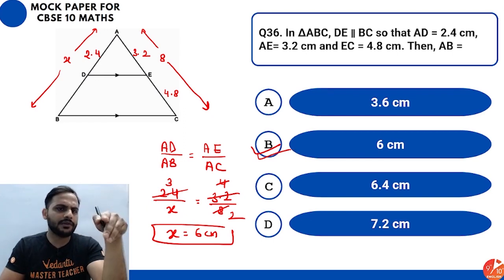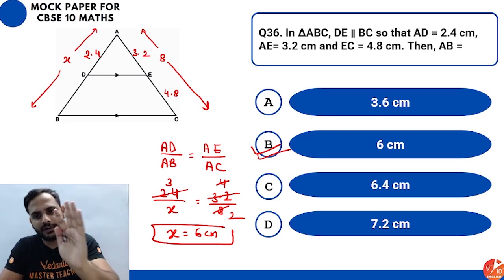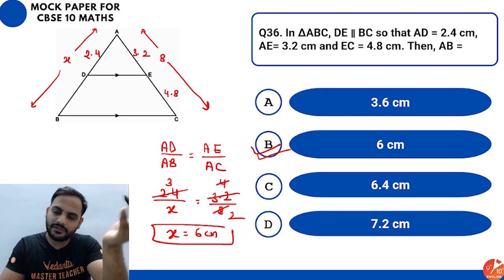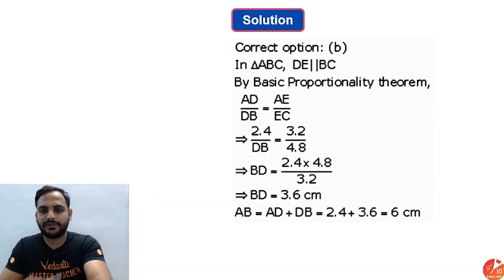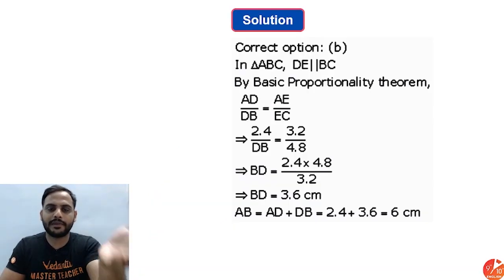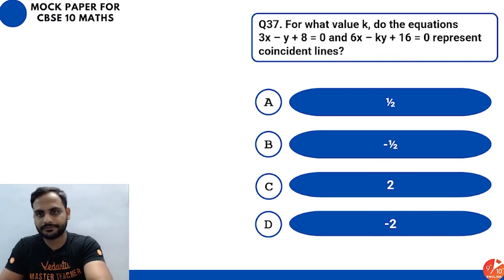Upper part by whole is equal to upper part by whole. You can also find out the length of BD and then add both to get the length of AB. Can be solved in that manner also. That is not wrong. That is also correct. More than one way it can be solved. Same way over here, they have first found out BD. BD is 3.6. So AB is AD plus BD, which is 6 centimeter. Can be done like this as well.